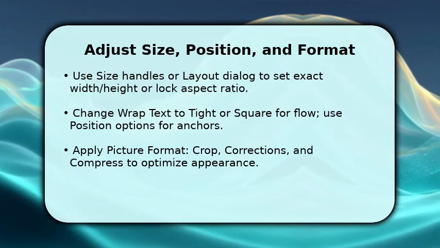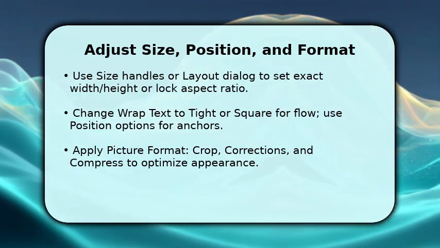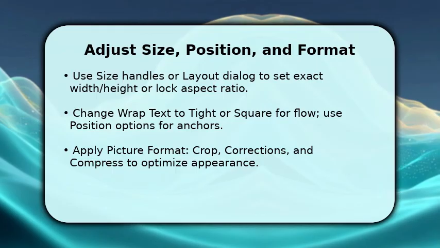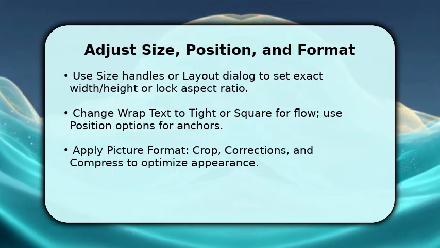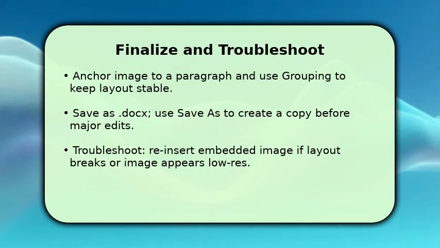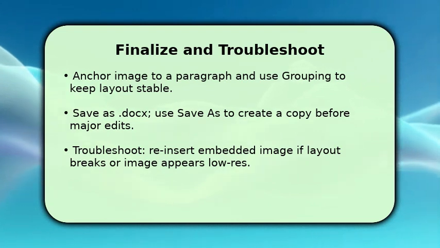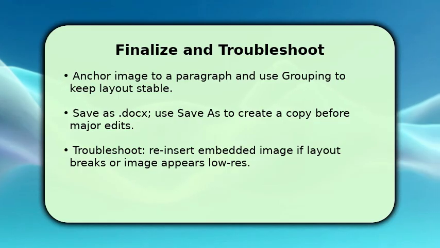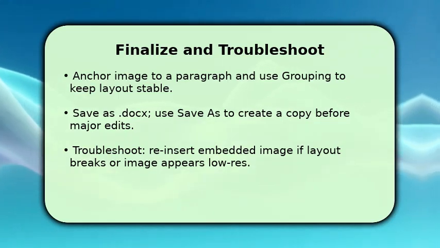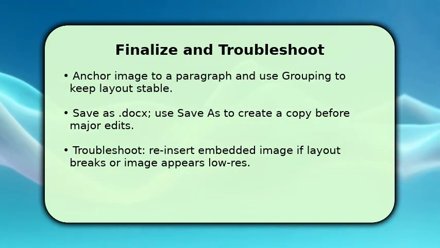Crop unwanted edges, apply corrections for brightness/contrast, and compress pictures to reduce file size. You finish by locking the layout and saving changes. Anchor the image to a specific paragraph, and if needed, group it with nearby objects so it moves as one unit. Save the document as a docx and use Save As to keep a backup before big changes.